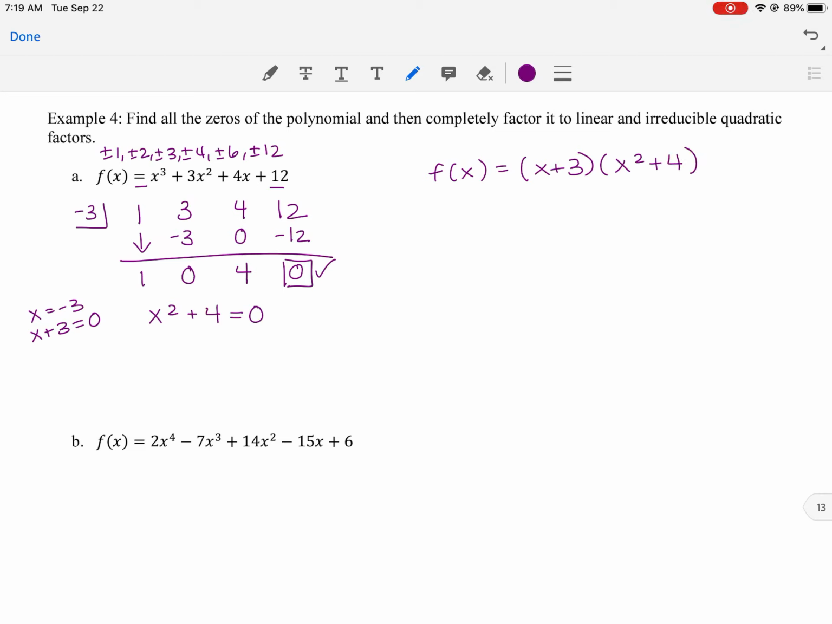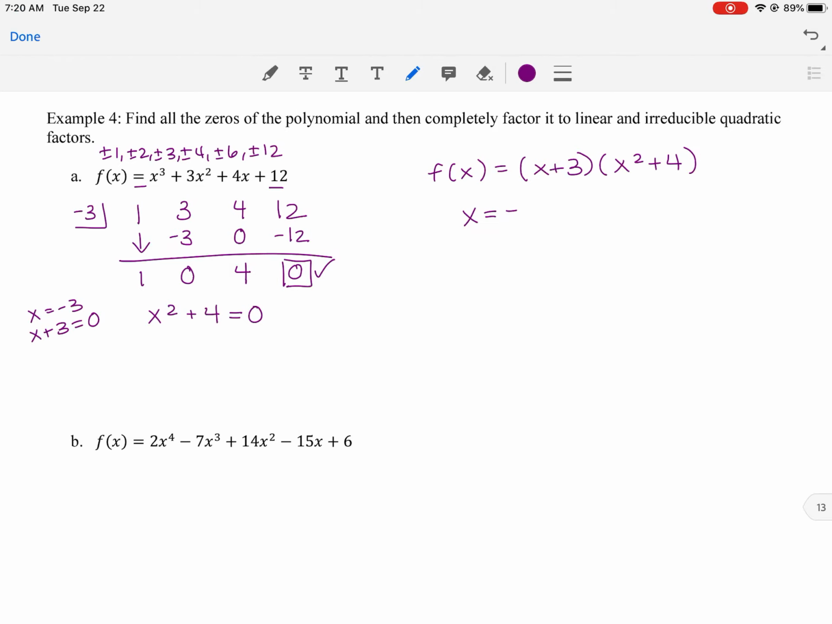x squared plus 4 isn't a reducible quadratic factor, meaning it can't be factored, right? So when we say linear ones, we mean degree one. So x plus 3 is a linear factor. Okay, so now we've got to find our zeros.